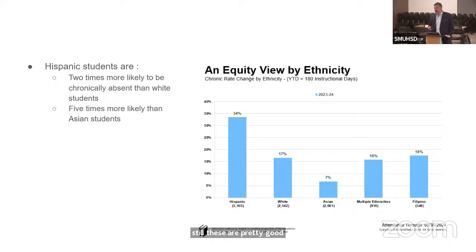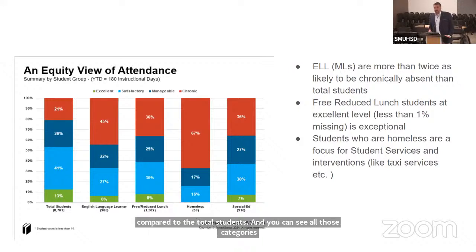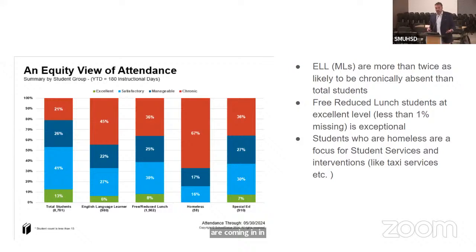We did get the new report for up to November 4th of the fall, and an amazing improvement year over year. So our 24-25 data is already showing massive improvement. By category, you could see multilingual learners, free reduced lunch students, homeless students, and special education students compared to the total students. And you can see all those categories are coming in higher in the chronic numbers. Our ML is almost over twice the number of our total students.